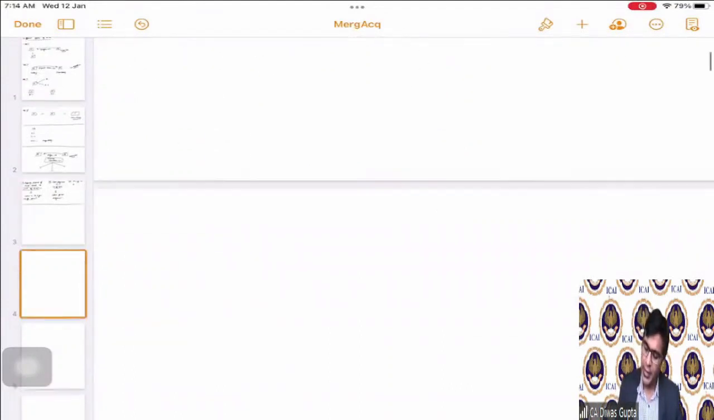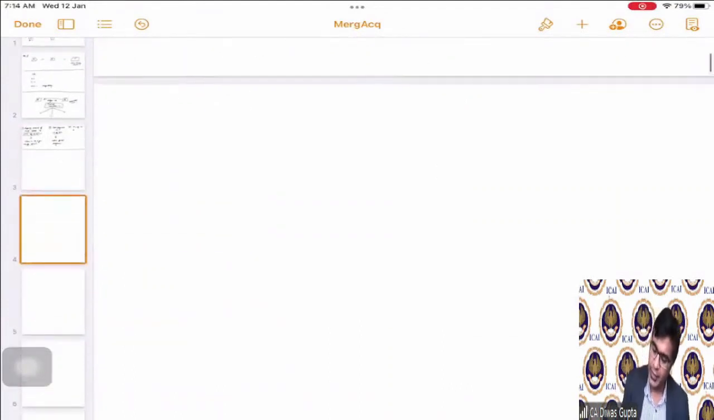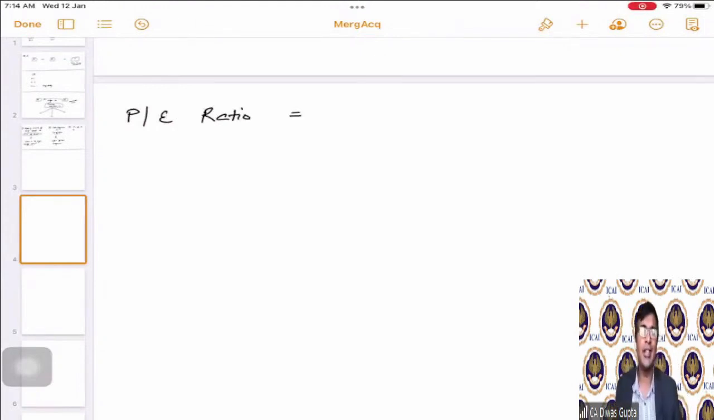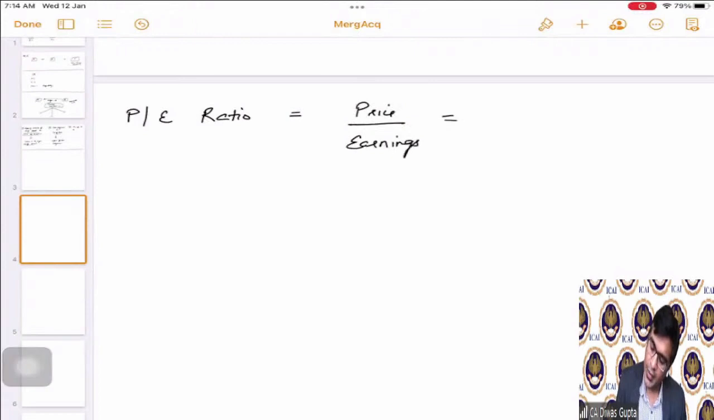Okay. Now coming to formulas. I think a lot of things all of you would have studied earlier in the previous level. First of all is the PE ratio, which is called price earning ratio. We say that this is price divided by earnings, or in proper language, market price per share divided by the earnings per share.